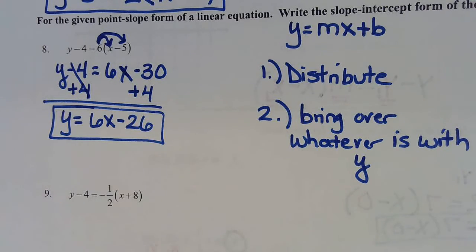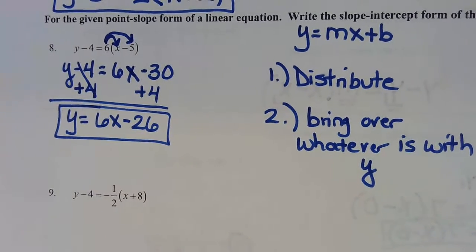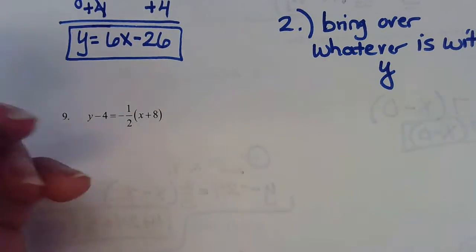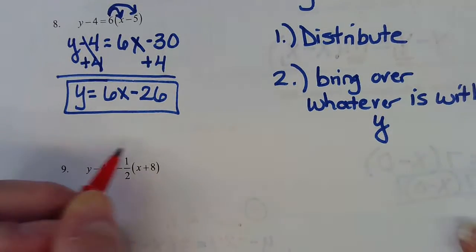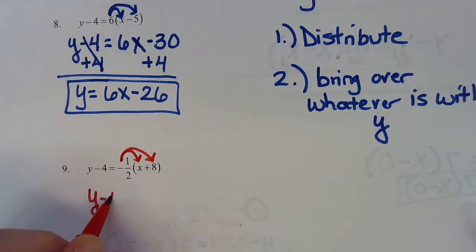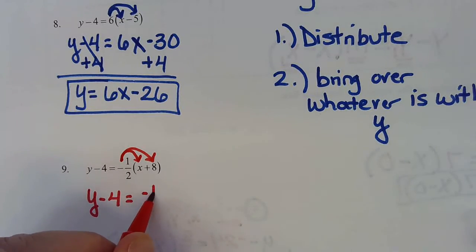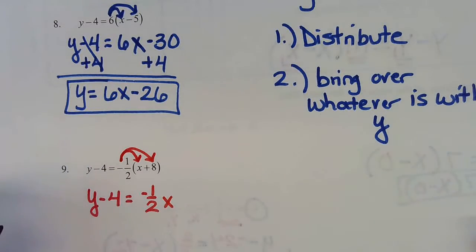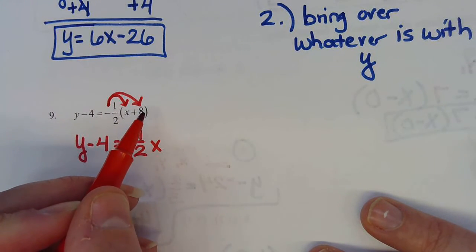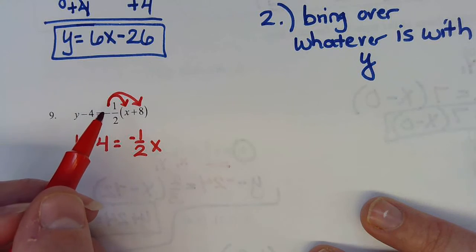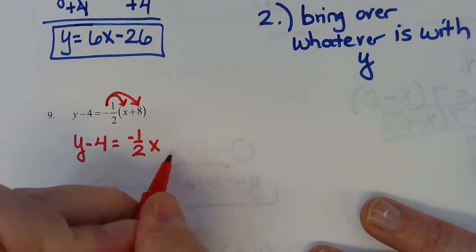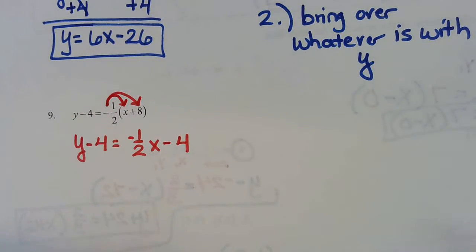Let's take a look at number 9 together, just real quick, because there's a fraction and everyone's going to freak out because there's a fraction. Number 9, first step, distribute. So when we distribute, we get y minus 4 equals, we keep this as negative 1/2 x. Now, if I take negative 1/2 times 8, negative 4, good. If you get confused, just type in negative 0.5 times 8, but it's negative 4. Good work.